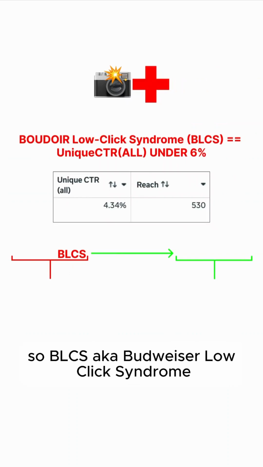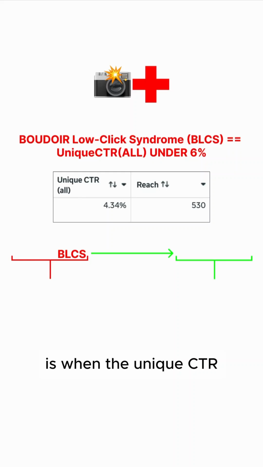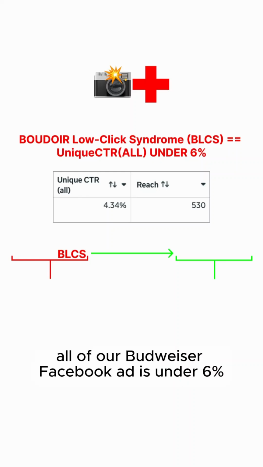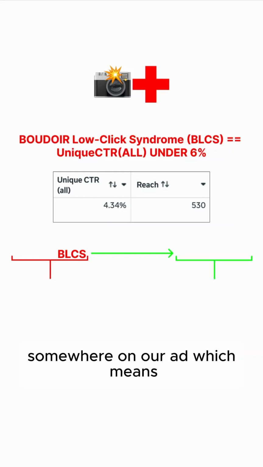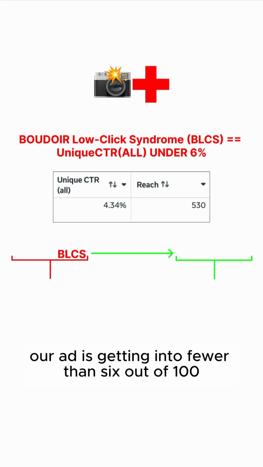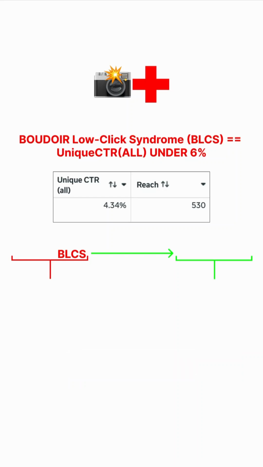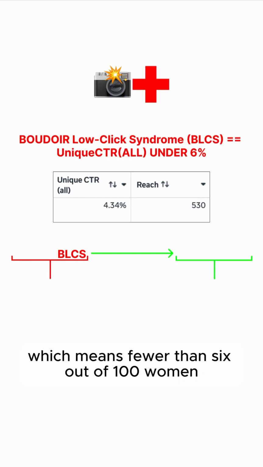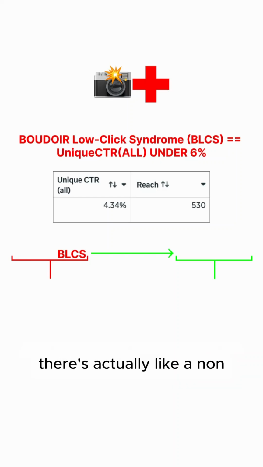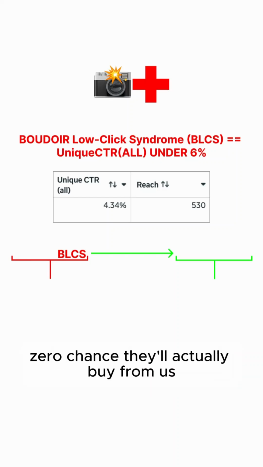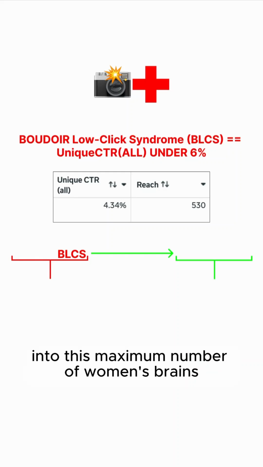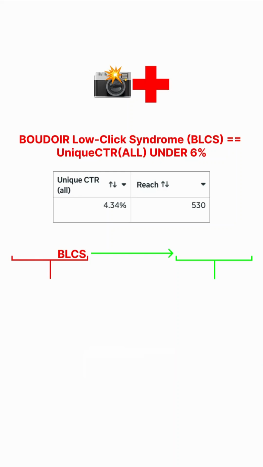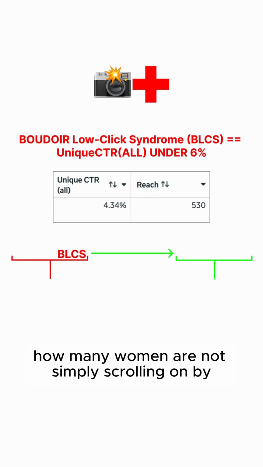So BLCS, aka Boudoir low click syndrome, is when the unique CTR of all our Boudoir Facebook ads is under 6%. This means fewer than 6 out of 100 women are clicking somewhere on our ad, which means our ad is getting into fewer than 6 out of 100 women's brains, which means fewer than 6 out of 100 women that we're paying to reach have even a non-zero chance they'll actually buy from us. So we gotta get this number up as high as possible to get our ads into the maximum number of women's brains possible. Because basically this means how many women are not simply scrolling on by.